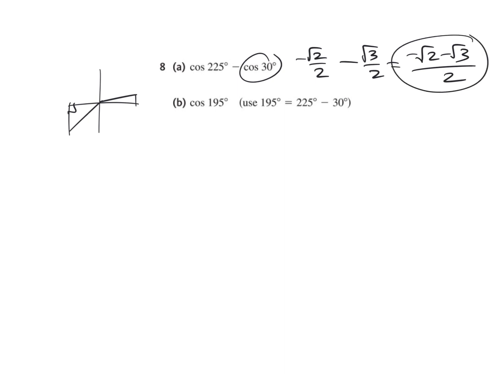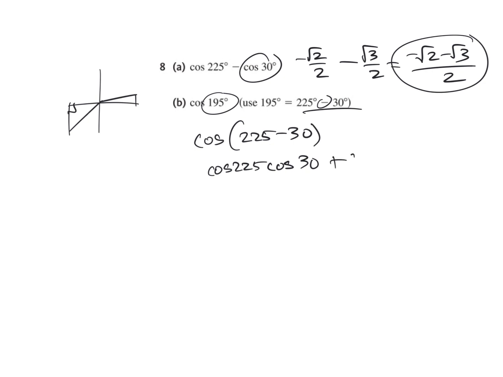Cosine of 195, again, they tell you which two numbers you could use, which is very nice of them. I'm not sure why they do that. It's a minus of cosines. So it's the cosine of 225 minus 30. Gives us the cosine of the first times the cosine of the second plus the sine of the first times the sine of the second.